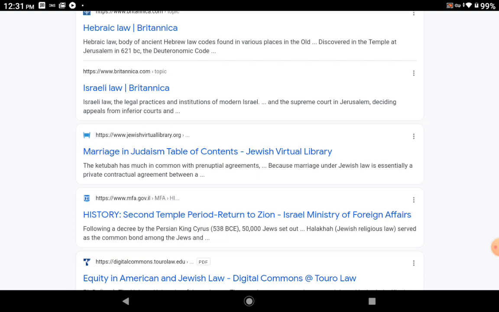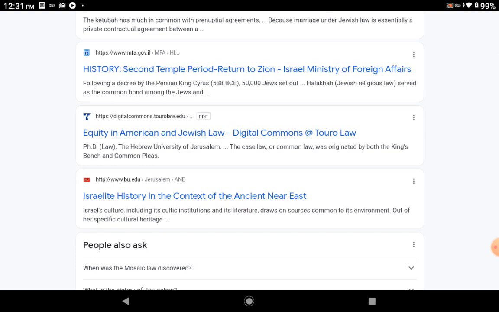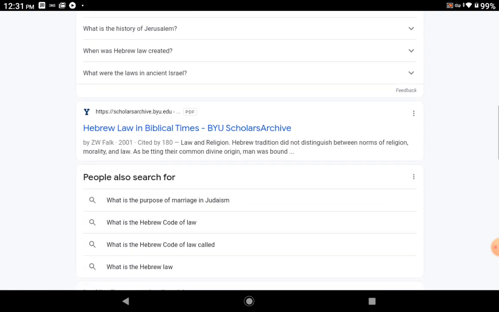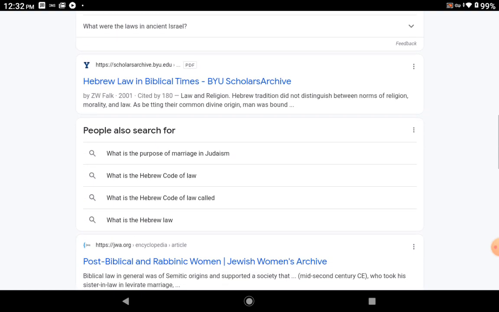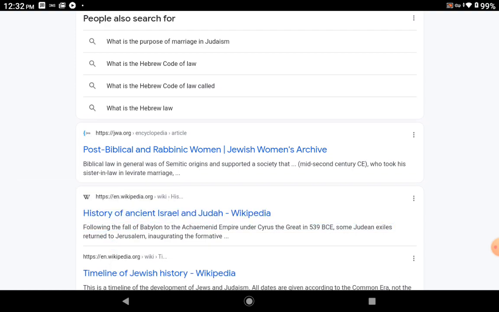Much in common with agreements, prenuptial agreements, because marriage under Jewish law was essentially a private contractual agreement between blah, blah, blah. They just went into the same house. That's all. Slept in the same room. Persian King Cyrus, but I'm looking for the common law marriage, and it's not doing anything about common law marriage except for the thing about the contract. And it was an agreement, and that's why he had to give her a certificate of divorce, because Jesus talked about that certificate of divorce.